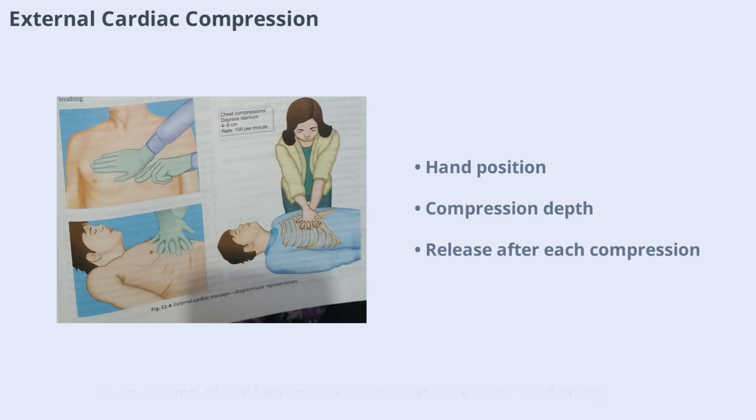Place the heel of one hand on the sternum and the other hand on top. Keep fingers interlocked, elbows locked, and shoulders directly over the hands. Compress the sternum 0.5–1.5 inches for adults. Release pressure after each compression to allow blood flow. Optimal compression generates an adequate carotid pulse and is essential for effective CPR.